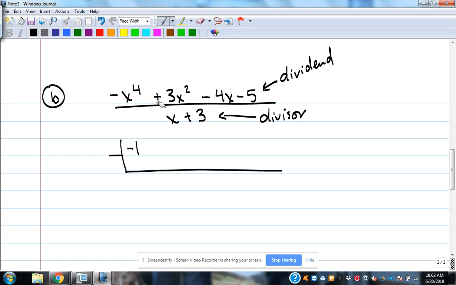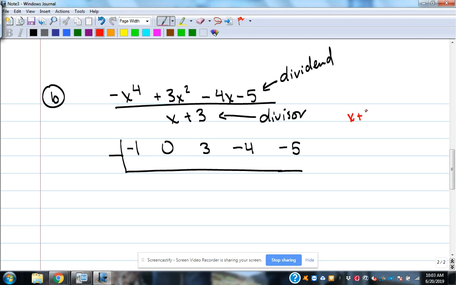X cubed. So I've got to put a 0 in its place. And then the 3 for the x squared, the -4 for the x, and the -5 for the plain numbers. Okay. And you space them out however you need to, just to keep yourself organized. Now I need to know what goes on the shelf. How do I find that?